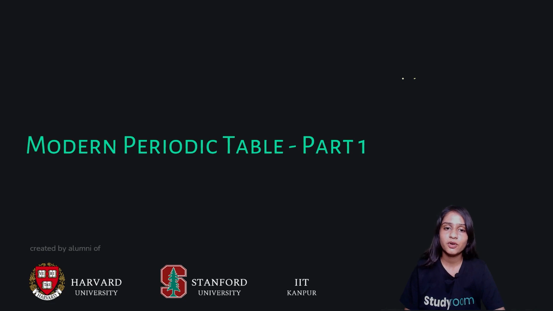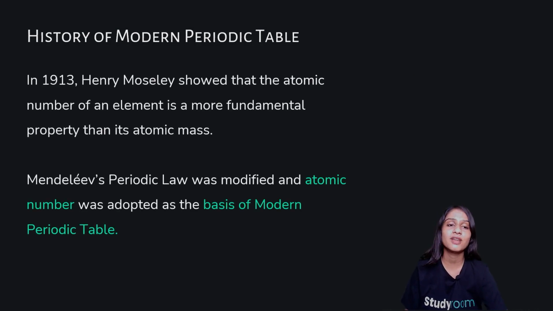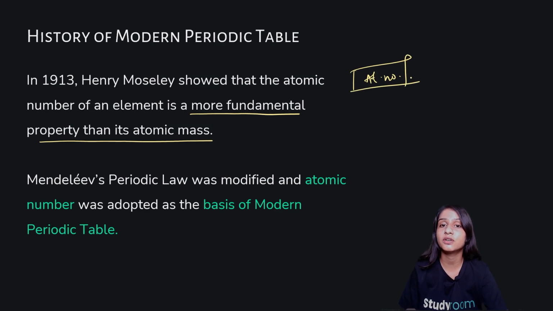Let's move ahead with modern periodic table part 1. So, history of the modern periodic table, where did this come from? In 1913, Henry Moseley showed that the atomic number of an element is a more fundamental property than its atomic mass. He considered atomic number as the prime factor of the modern periodic table.